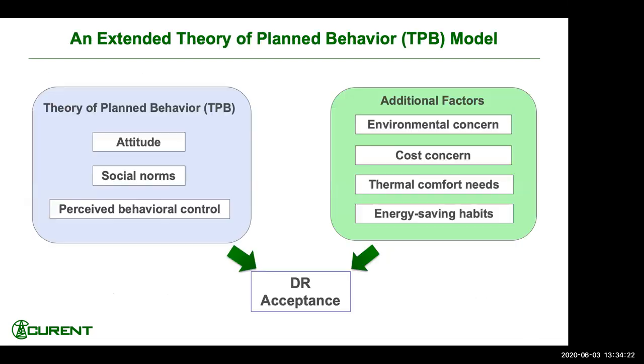All right, so this, again, we use theory of planned behavior, but we added additional factors here. For example, thermal comfort. This AC has to do with people's thermal comfort need, and then their energy saving habits, and then cost and environmental concerns. So we look at all these factors in our survey and statistical analysis.